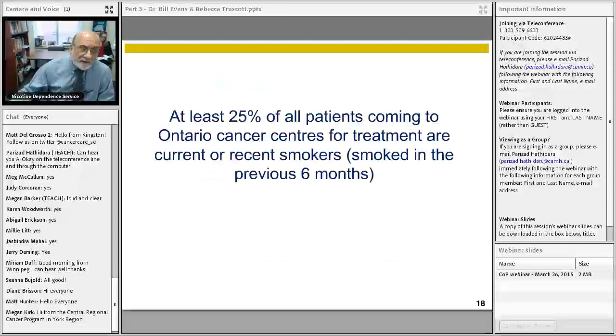So in Ontario, at least 25% of all patients coming to the cancer center are either current or recent smokers, defined as individuals who have perhaps stopped smoking in the previous 6 months. And the attitude most commonly in the recent past has been that we'll just leave them to continue smoking. It's one of their few pleasures now that they've received a diagnosis of cancer. And it's a common belief of oncologists still that people who are smoking and have cancer are not likely to give up smoking and quit. And in fact, this is not accurate. It's not what the data in the literature shows.